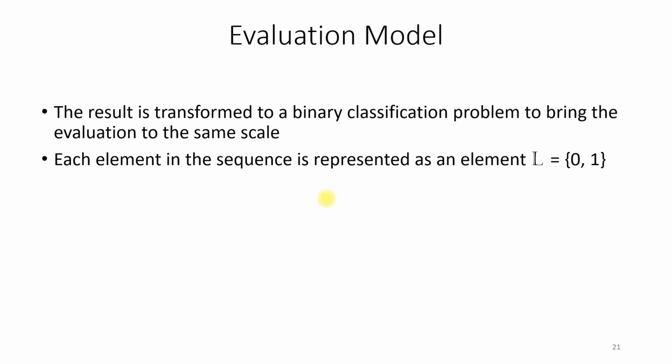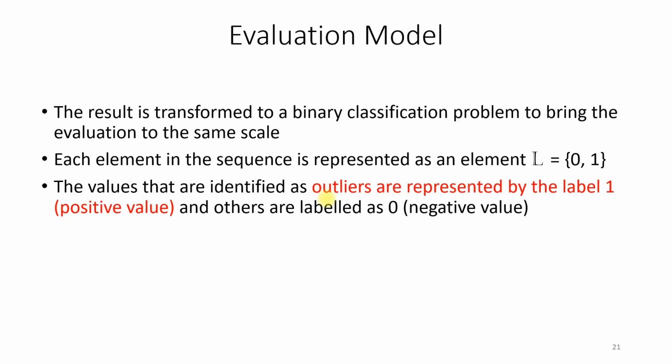The results are transformed into binary classification to bring the evaluation to the same scale. Further, this enabled us to use binary classification formulation for our evaluation. The values that are identified as outliers are represented by a positive value, that is label 1, and others are represented as negative value.